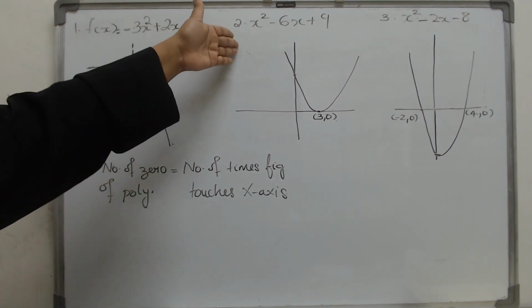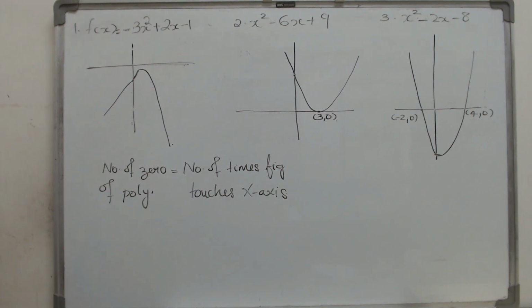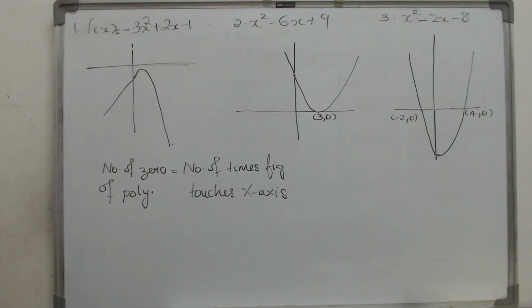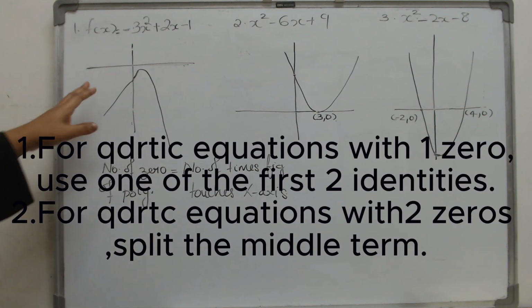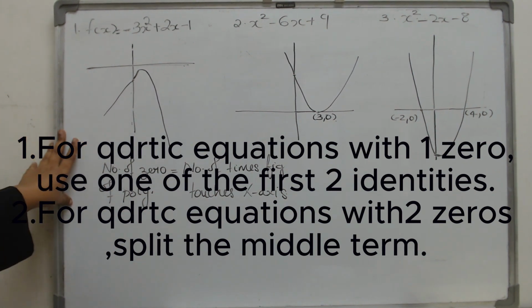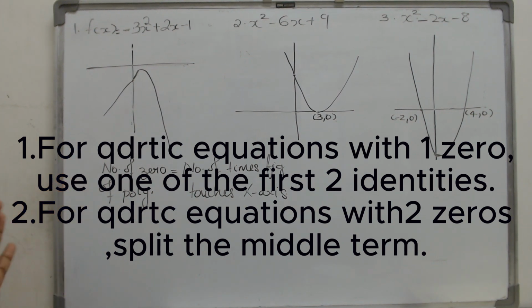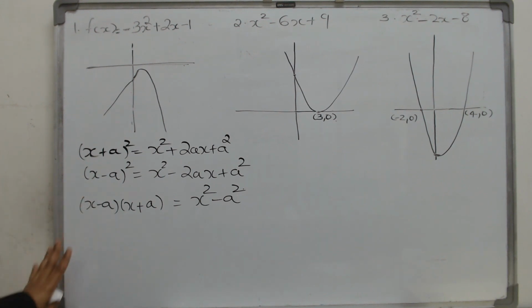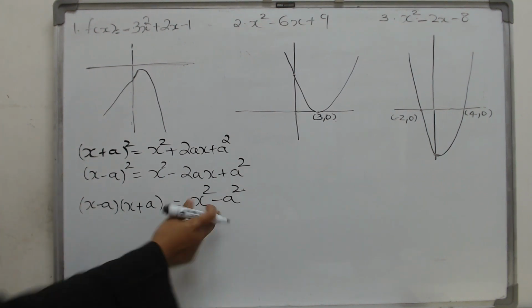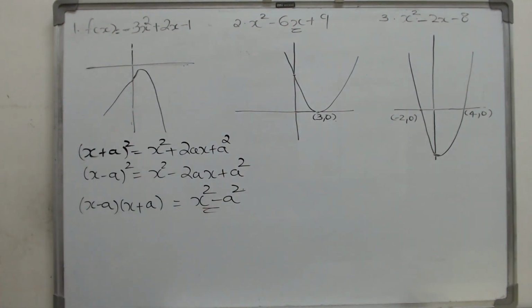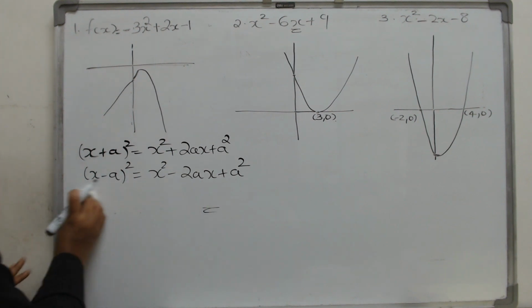Now next, what do you have? How many times do you see the parabola touching? Exactly at one place. So this polynomial will have exactly one root. Now how do you find the roots? There are two ways to find. Either you split the middle term or you apply one of the identities. Out of these three, which can you rule out? Just by looking, which can you rule out? The third one. Why? Because you have an x term here. This one does not have an x term, so it is not this one for sure.